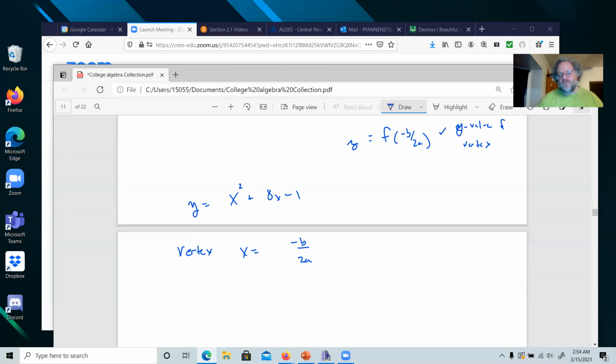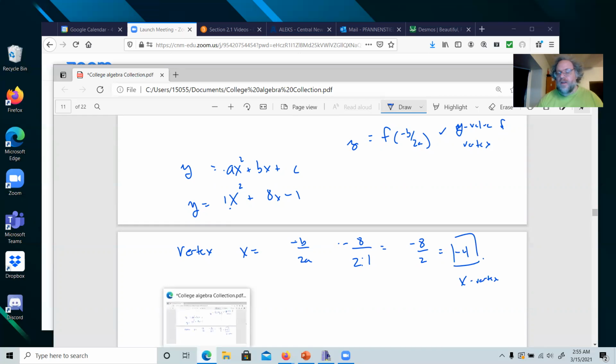If you need to memorize this formula, and you do, I suggest you write it down as often as you're going to use it. Okay, what's my b? Negative b over 2 times, what's my a? A is 1, because it's always in the form ax squared plus bx plus c. So the a is 1, the b is 8, the c is minus 1. This formula doesn't care about c, so there we are. So this is negative 8 over 2. This is negative 4. That's the x part of my vertex.